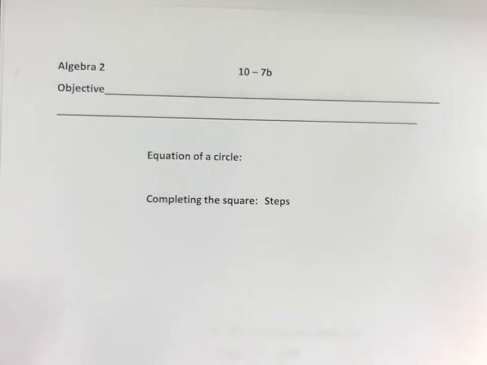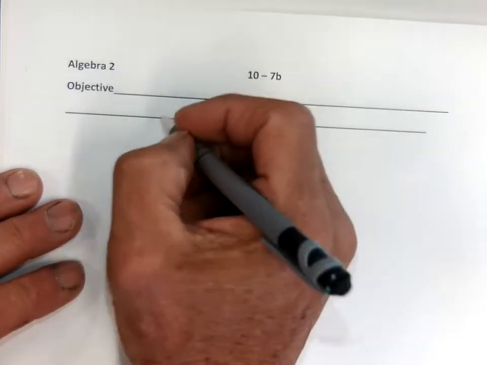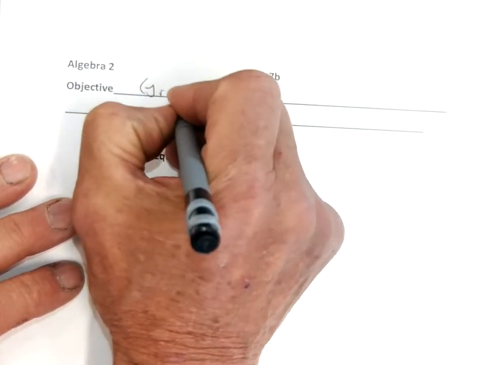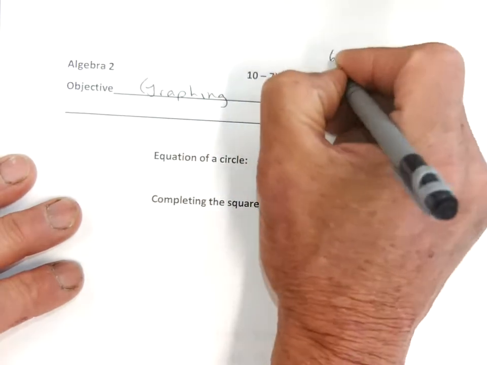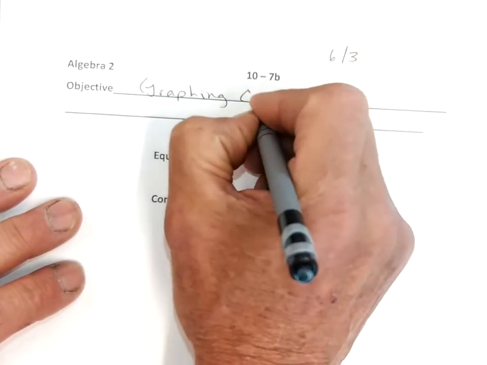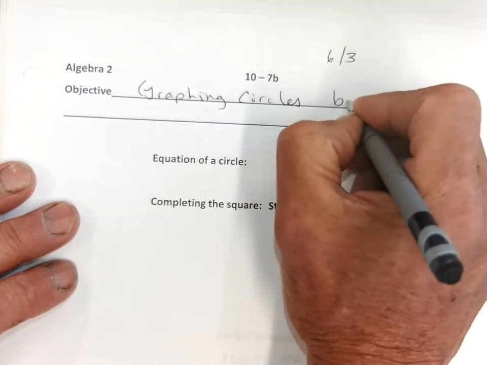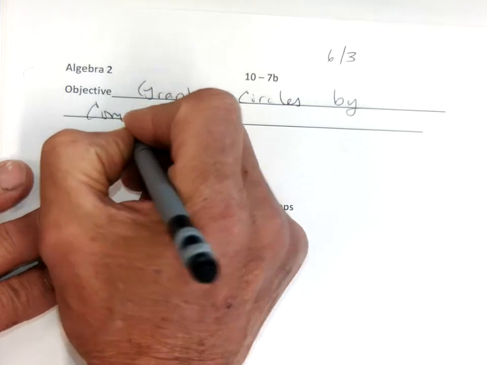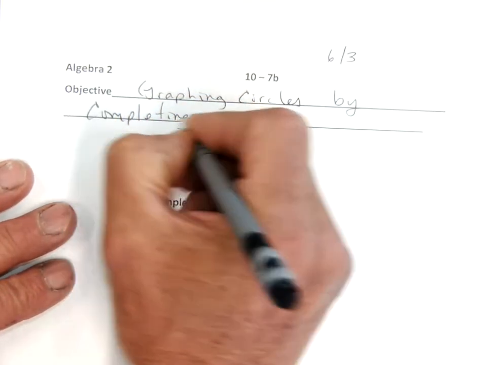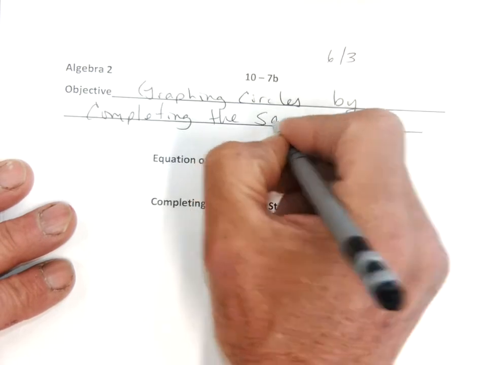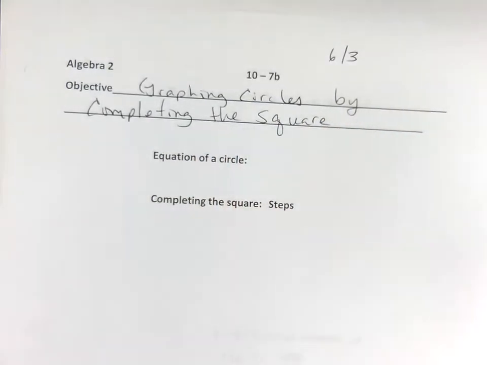It's crazy. Okay, so Dave, what we want to talk about is graphing circles. Graphing circles by completing the square. Okay? Graphing circles by completing the square, which sounds weird. Square, circles and squares, right?